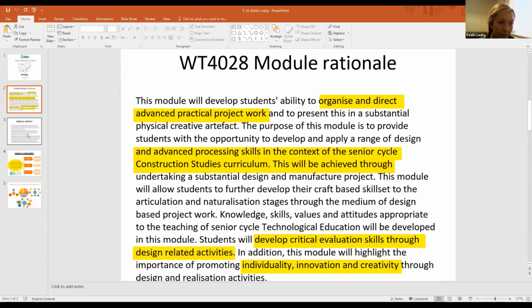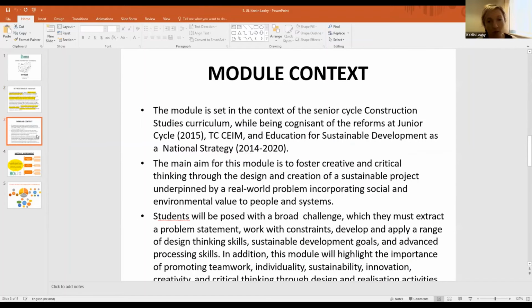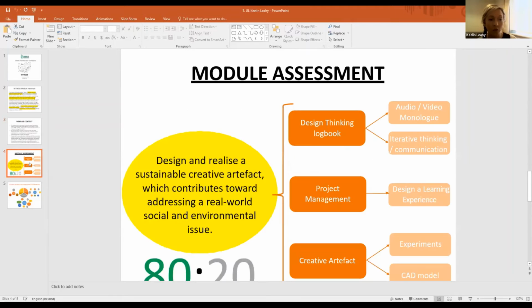The next slide then. So this is just the context. It is contextualized in the senior cycle construction studies syllabus, because we are training teachers of these subjects at second level. The Keelin standards, we try to bring them in, integrating the creativity and critical thinking, and then also the global citizen education perspective. As I said before, creativity and critical thinking were the mechanism that allowed us to bring in the development education.